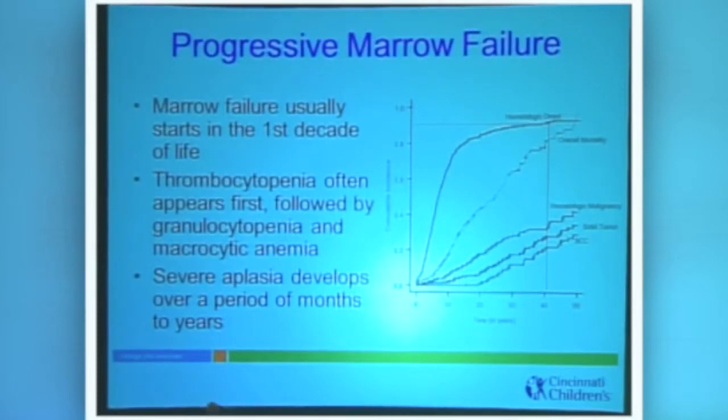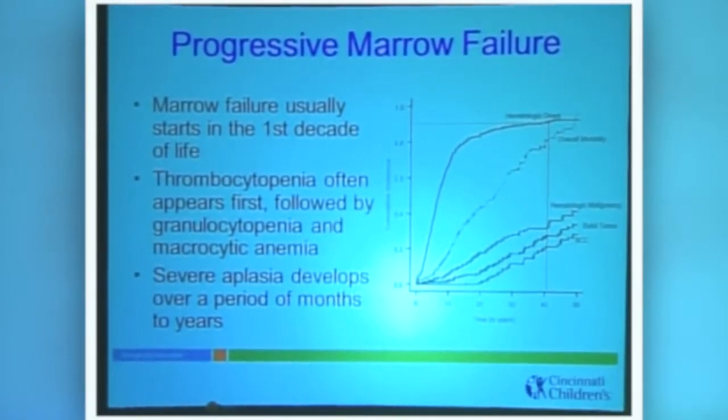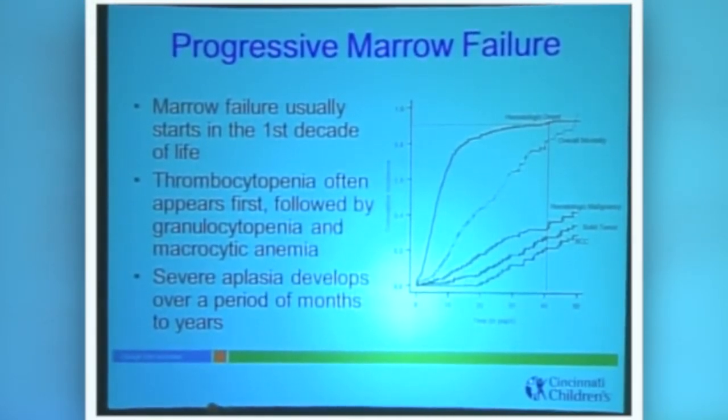Moving forward to the second feature that we talked about for Fanconi anemia, progressive marrow failure. Marrow failure usually starts in the first decade of life, but again, that's not the rule. The median age of onset for marrow failure is about 7 years of age. Usually it's thrombocytopenia that appears first, followed by other cytopenias like granulocytopenia, anemia, things like that. Severe aplasia develops over a period of months to years, and there is no way to predict how long it's going to take for a particular child.